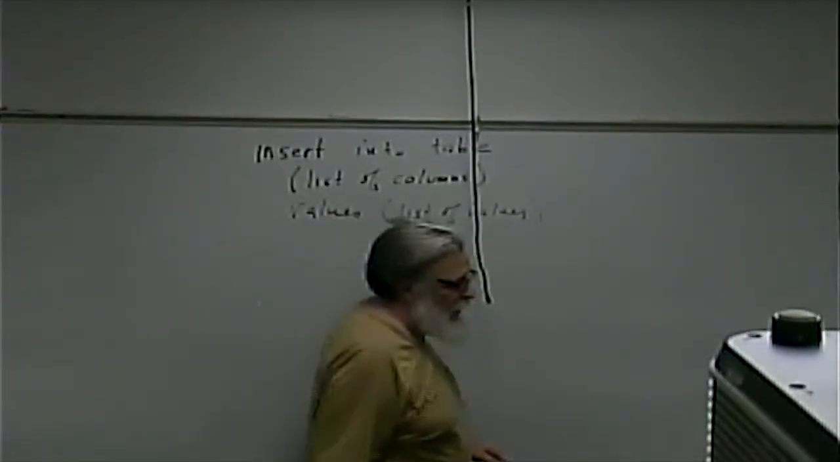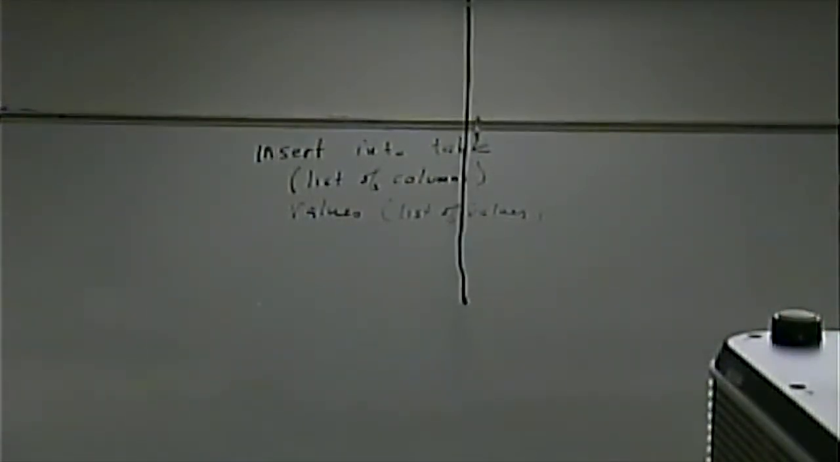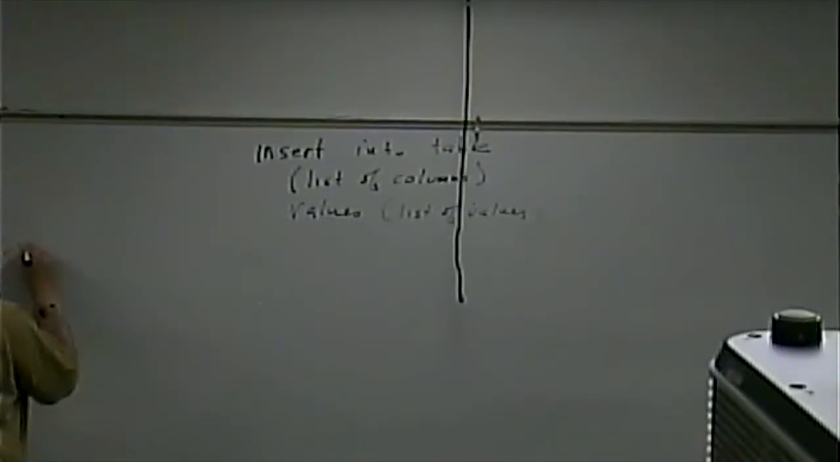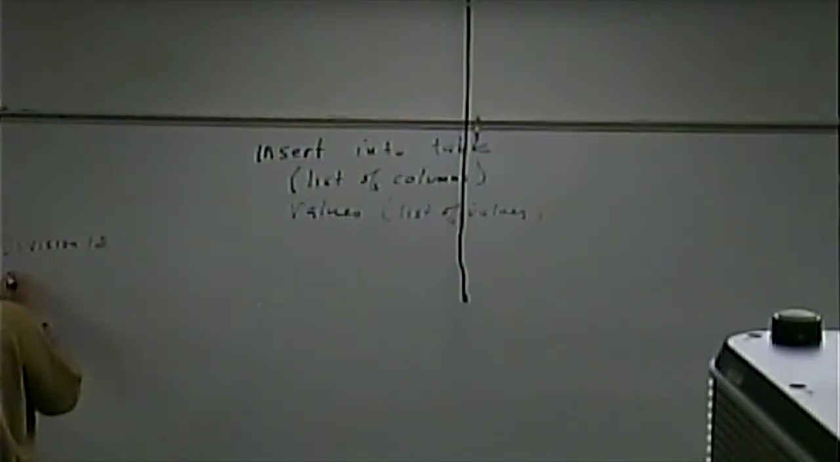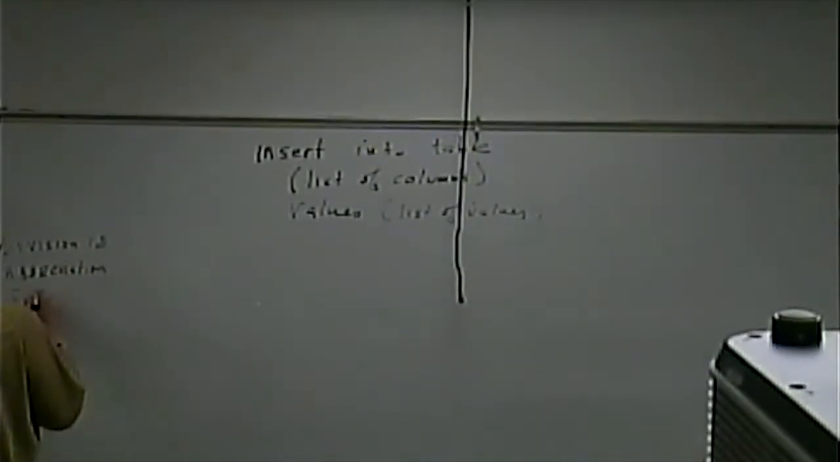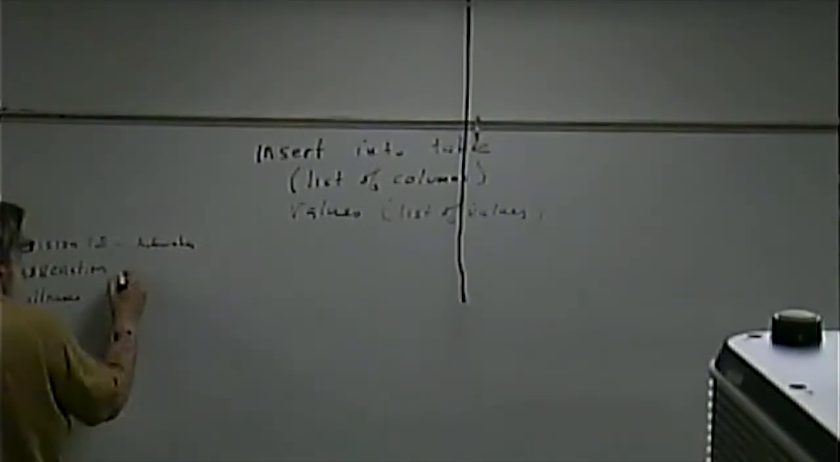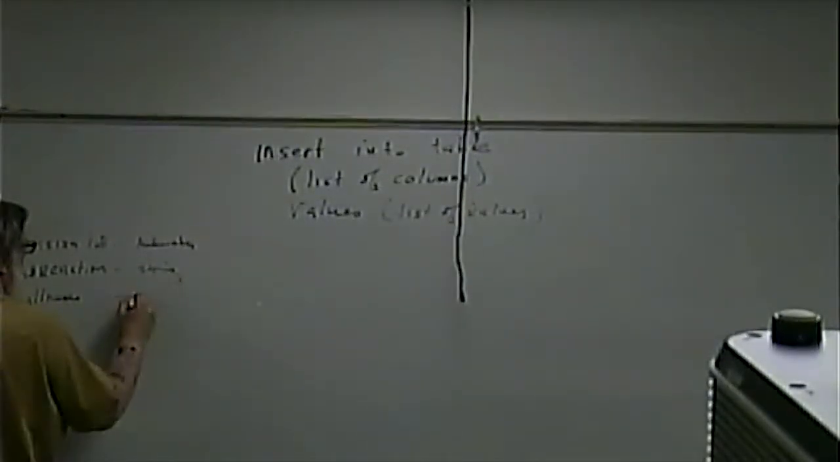Alright, so let's make up a table. In fact, let's look at our division table, because we're going to play around with this table in a few minutes, or maybe next time, depending on how time goes today. Our division table has three fields: a division ID, an abbreviation, and a full name. The division ID is an auto number field. The other two are strings.